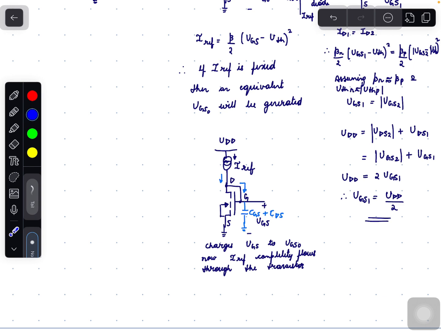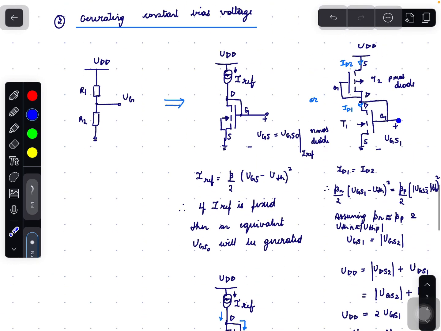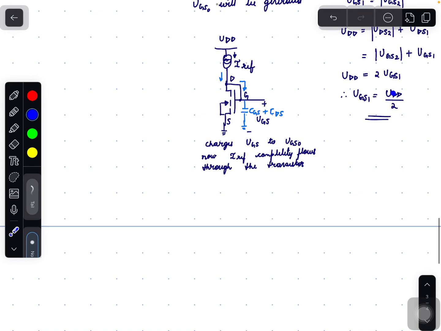Since we have proved that VGS1 equals the magnitude of VGS2, we can write VDD equals 2 times VGS1. So VGS1 equals VDD by 2. So at the gate of the NMOS diode, we have generated a constant voltage given by VDD by 2.